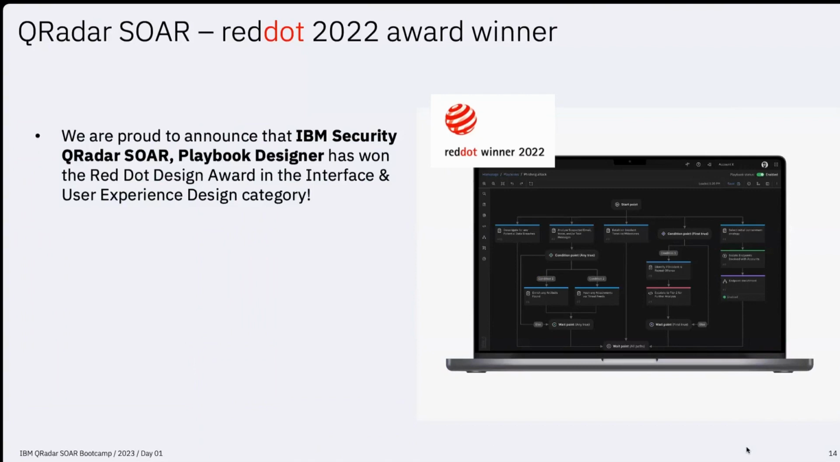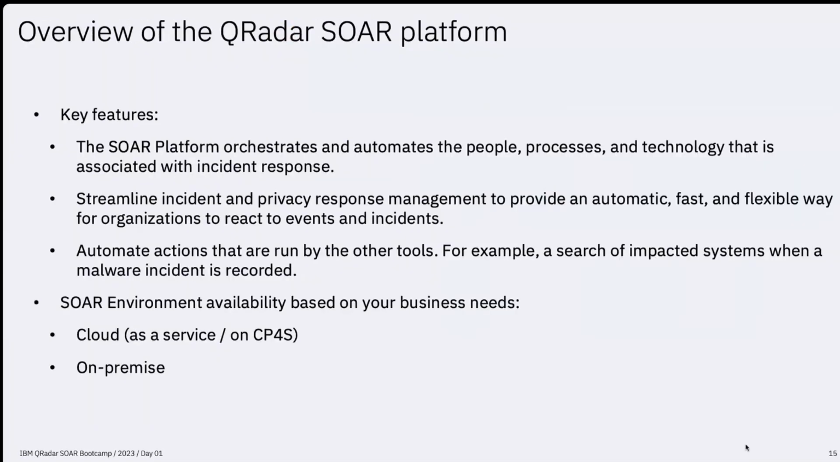All right. We are very proud to announce that the IBM QRadar SOAR playbook designer has won the Red Dot Design Award in the interface and user experience design category. Once we experience it, we're able to tell. The Red Dot Award is considered highly prestigious in the design and innovation community, an internationally recognized accolade that signifies exceptional product design and innovation. Winning a Red Dot Award signifies a high level of quality, creativity, and excellence in design, and is often seen as a mark of distinction and achievement within the industry. It's like winning an Oscar in the movies. QRadar SOAR won the prestigious Red Dot Award in 2022, that is last year.